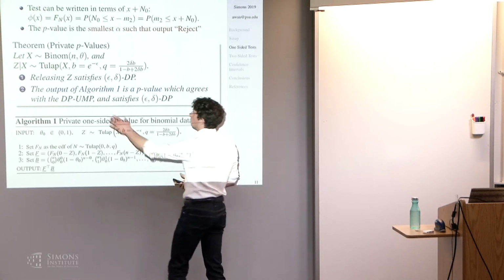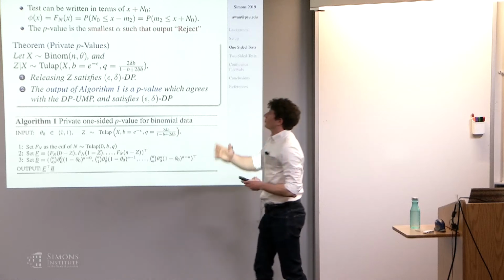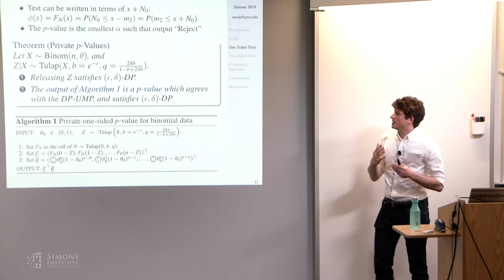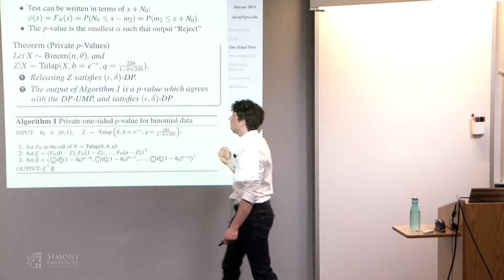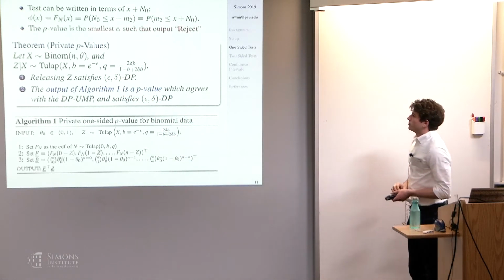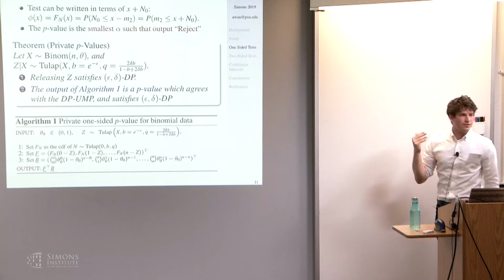And so if we have our data x, we then produce our noisy summary statistic where we take x and add a Tulap. So we have this here, z given x, is our summary statistic. So first of all, z does satisfy epsilon-delta differential privacy.